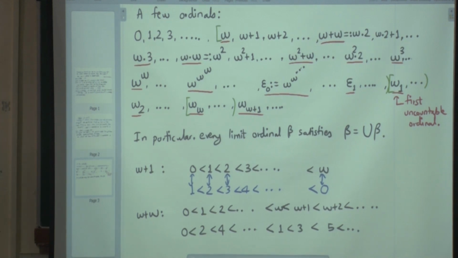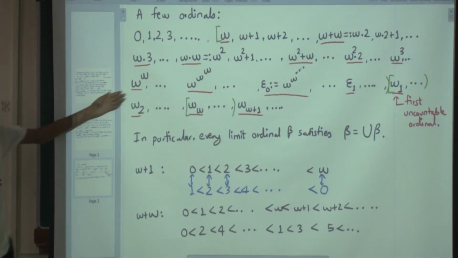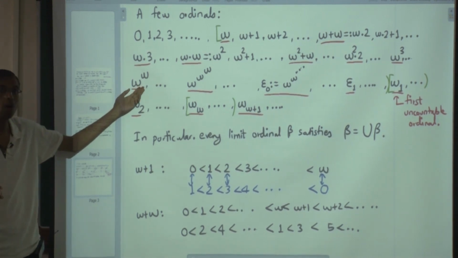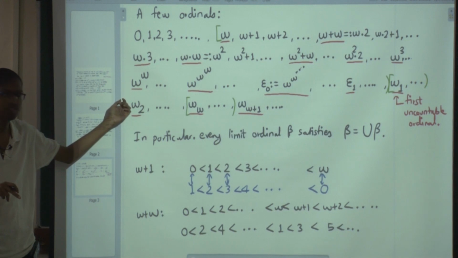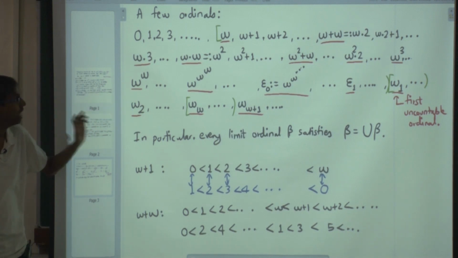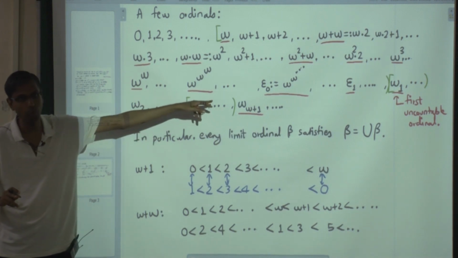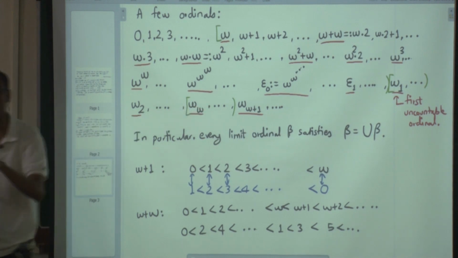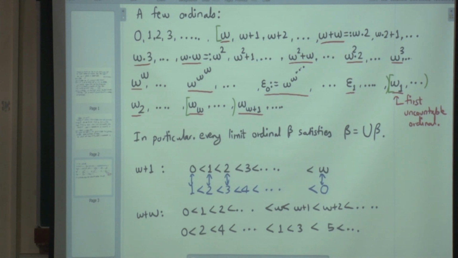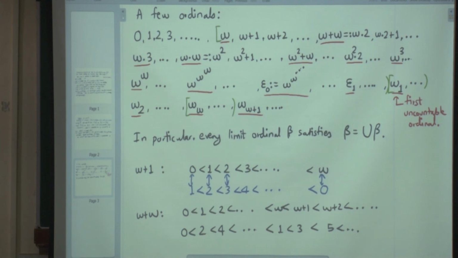Well, I don't want to go further. Omega to the omega is also in bijection with omega. Epsilon naught, which looks so big, is also in bijection with omega. If you are interested, you can explore these things, but it takes time, so I'm not going to do it here.